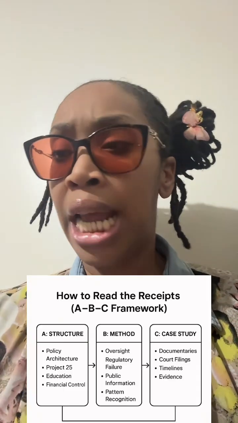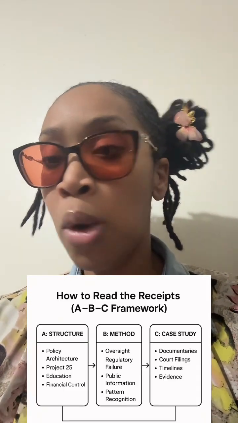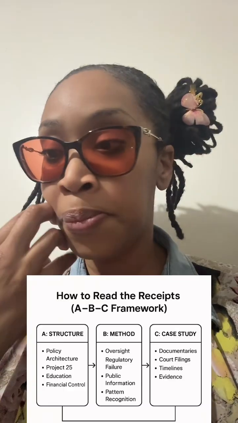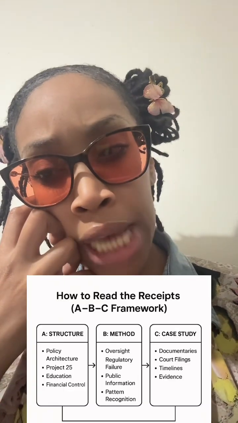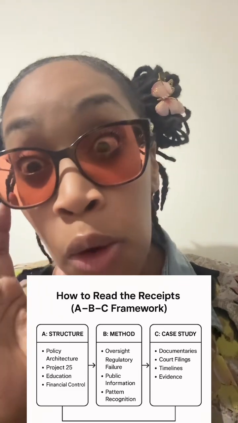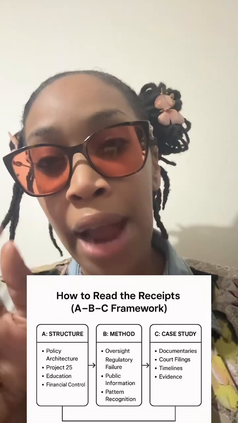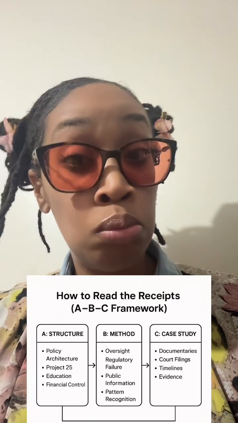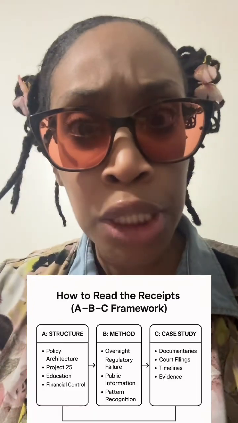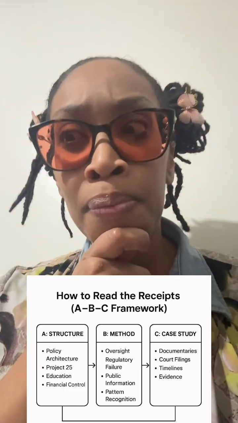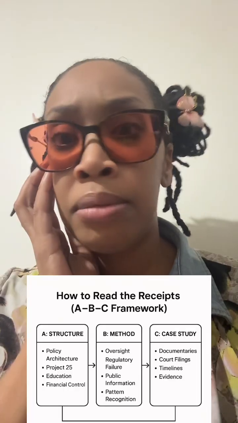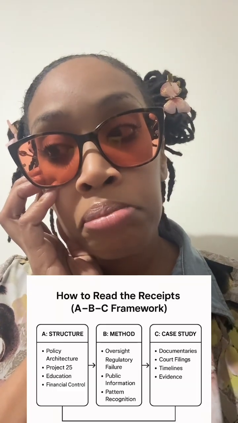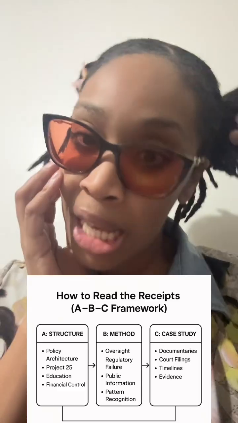So now that we understand the overall framework, we're moving into Section B. The first question we're going to answer is, what does regulatory oversight failure actually mean? And why does it matter to you as an individual? Why does it matter to you as a person that regulatory oversight failure is happening or isn't happening? Well, we'll answer that in the upcoming videos.